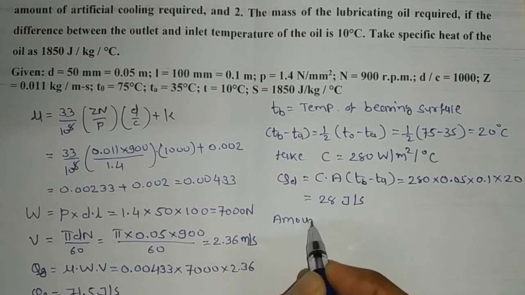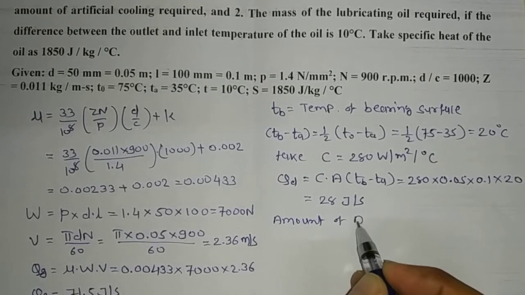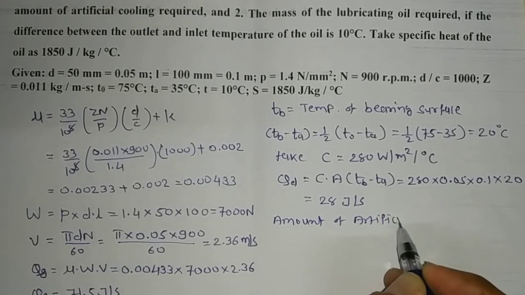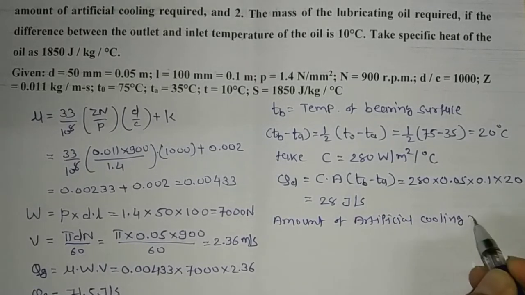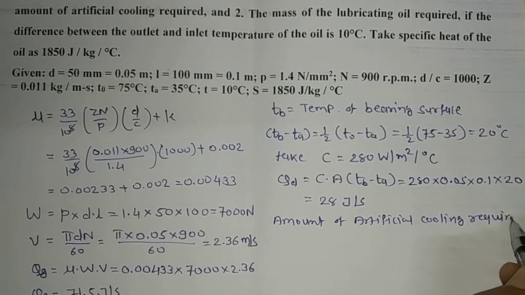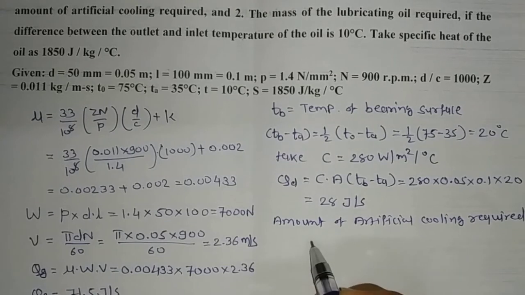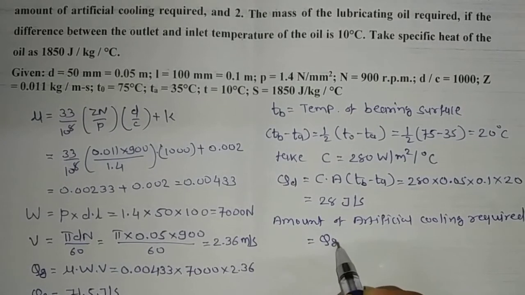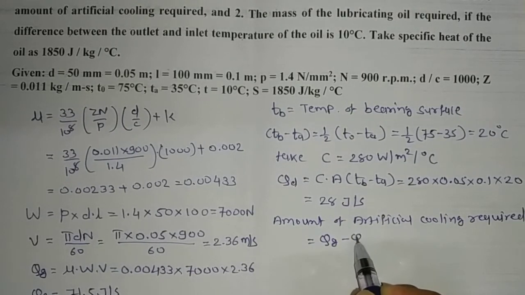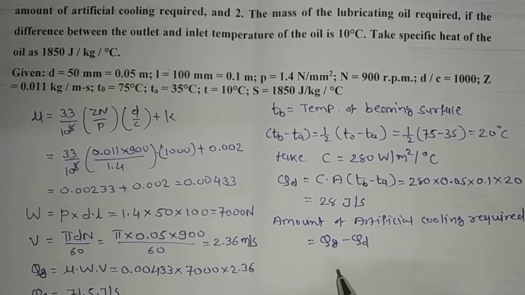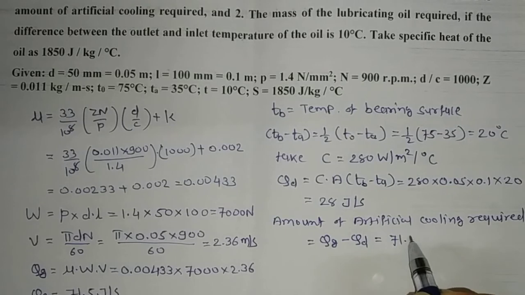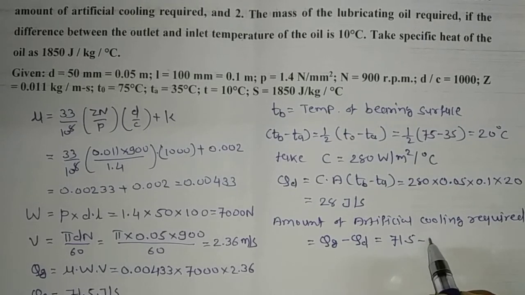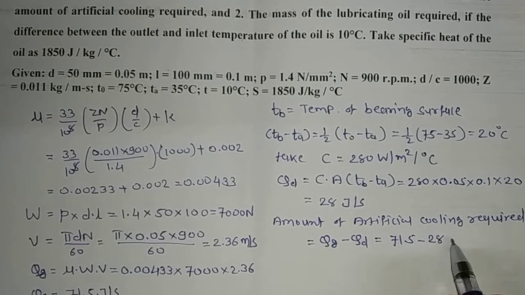Okay, let us find the amount of artificial cooling required. Amount of artificial cooling required is equal to Qg minus Qd, heat generated minus heat dissipated. So Qg is equal to 71.5 minus heat dissipated, which is equal to 28.